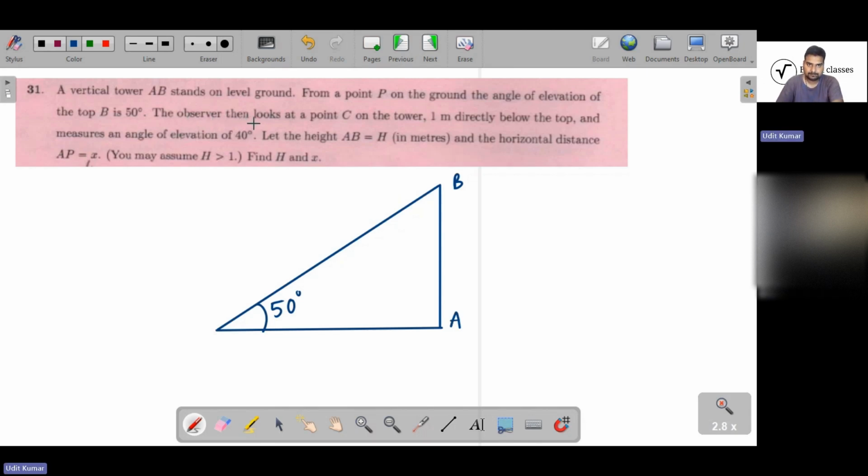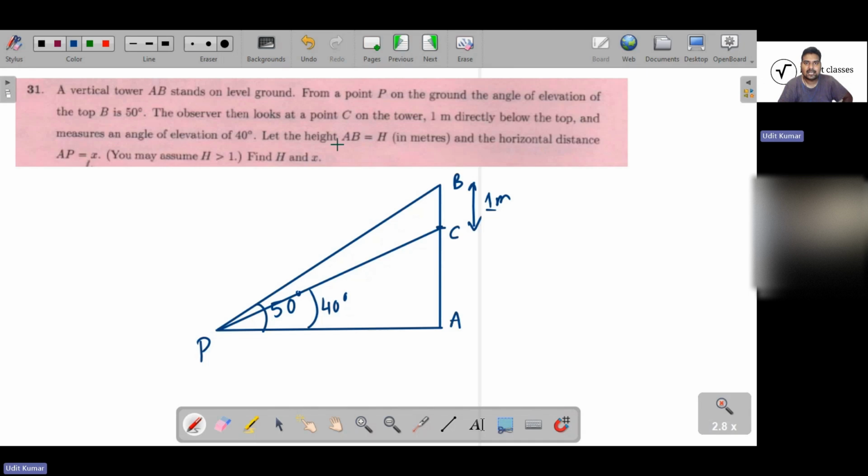The observer then looks at point C on the tower 1 meter directly below the top. So this is point C, and this distance is 1 meter, right? And measures an angle of elevation of 40 degrees from this point itself, right?